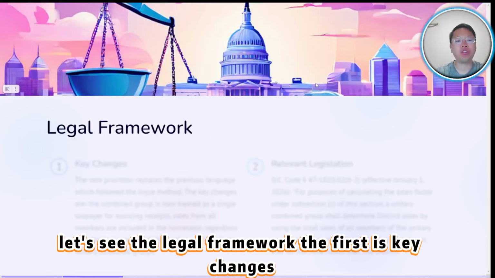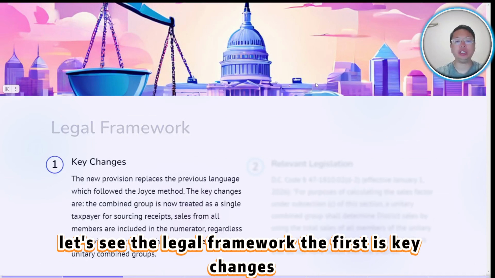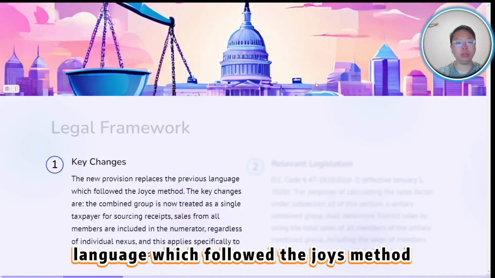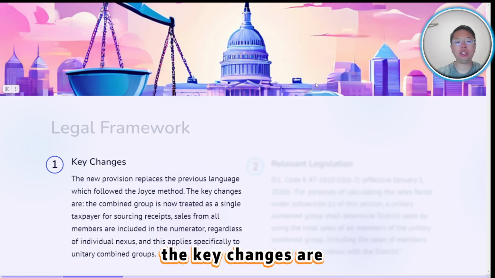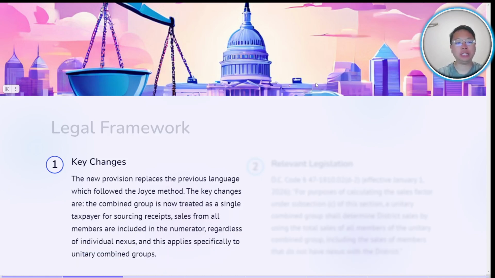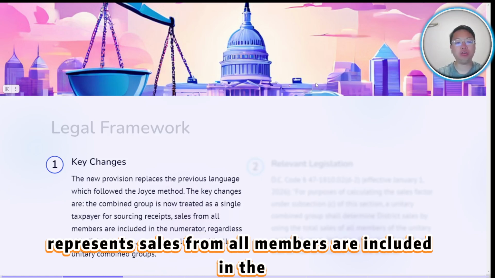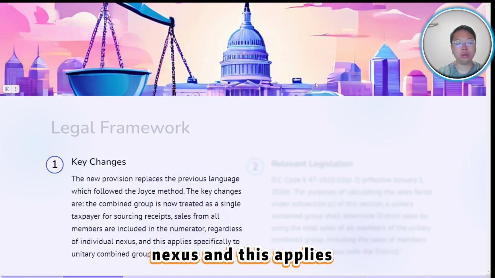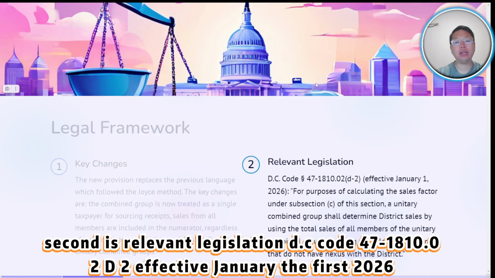Let's see the legal framework. The first is key changes. The new provision replaces the previous language, which followed the Joyce method. The key changes are the combined group is now treated as a single taxpayer for sourcing purposes. Sales from all members are included in the numerator regardless of individual nexus, and this applies specifically to unitary combined groups.